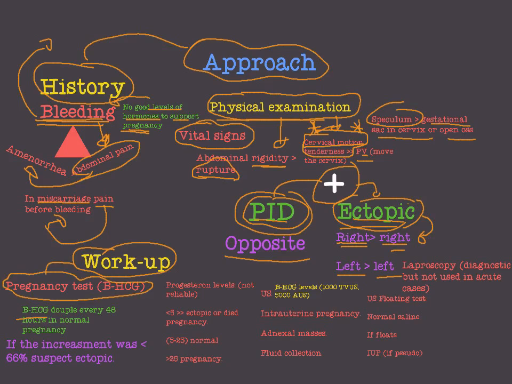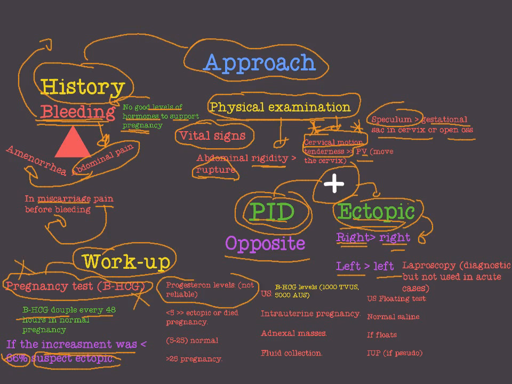Normally beta HCG levels double every 48 hours. That happens in normal pregnancy. But if we have an increase of less than 66%, then we have to suspect ectopic pregnancy or miscarriage, because that means we do not have enough trophoblast to secrete beta HCG. It's an important test in ectopic pregnancy, beta HCG.